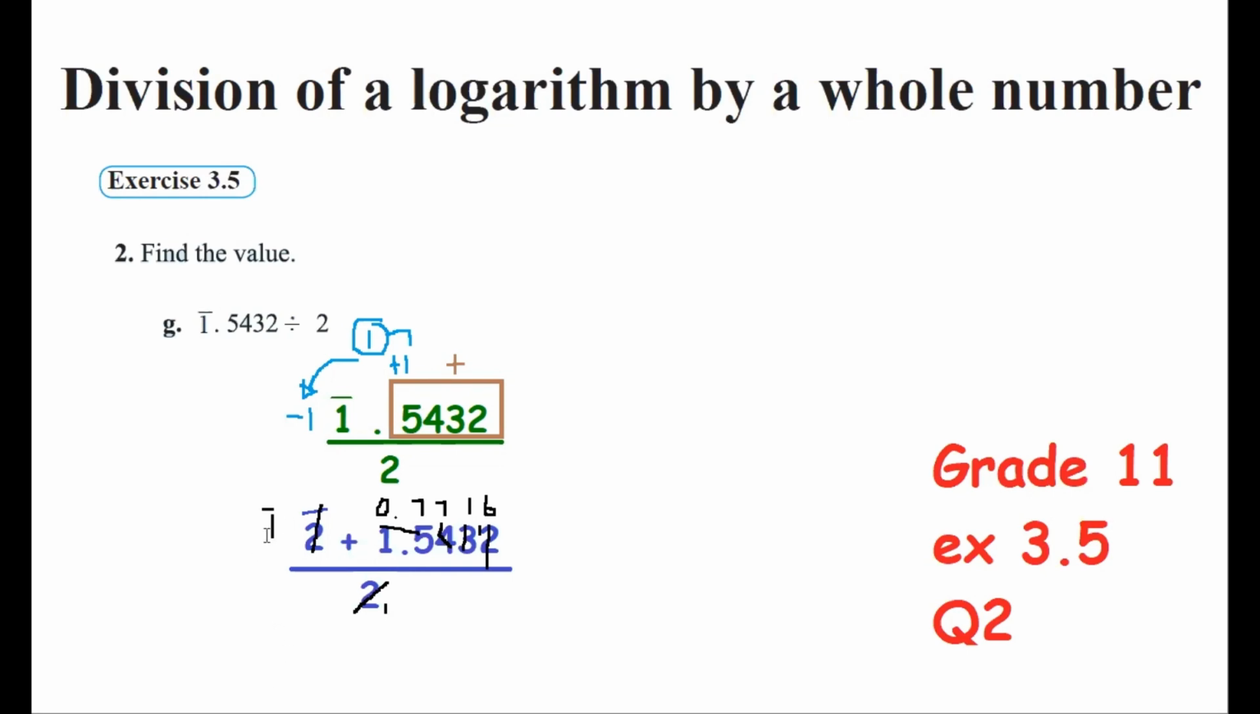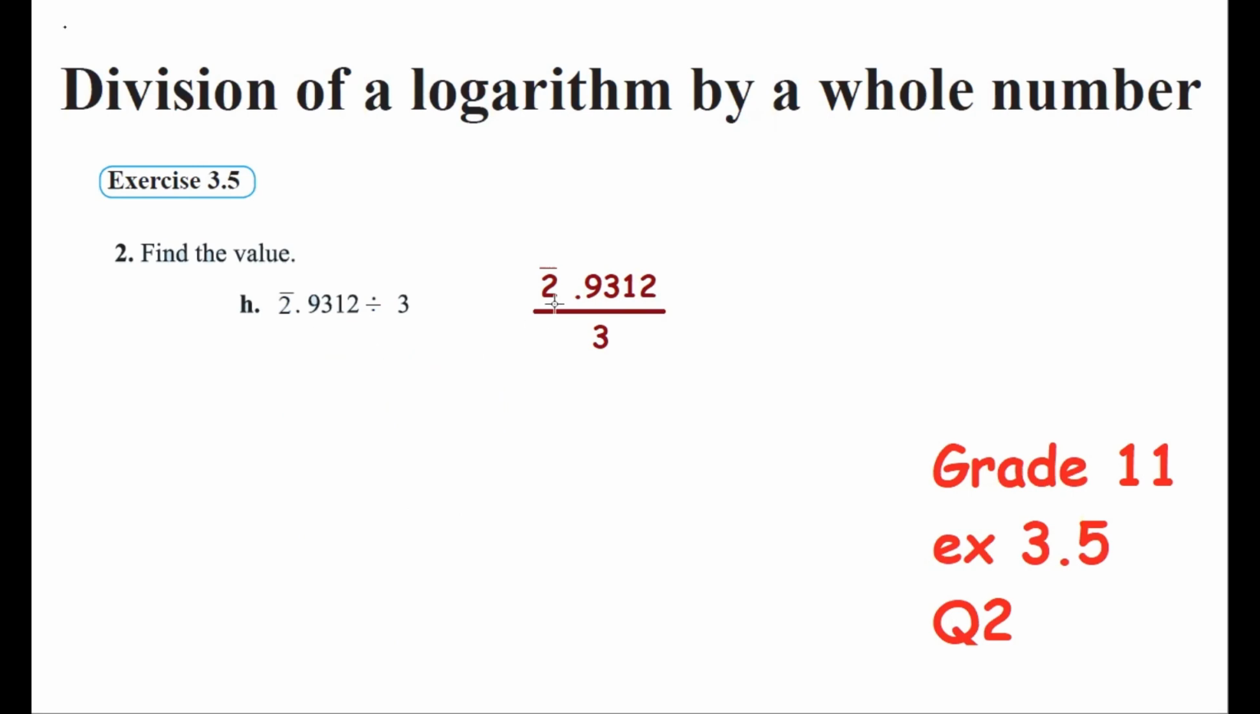We can connect these two numbers together and write the answer. Bar 1.7716. So the positive section gives 0.7716, and the bar 2, when you divide, you get the -1. So that's how this answer came.